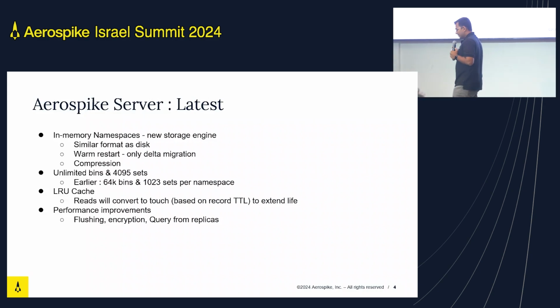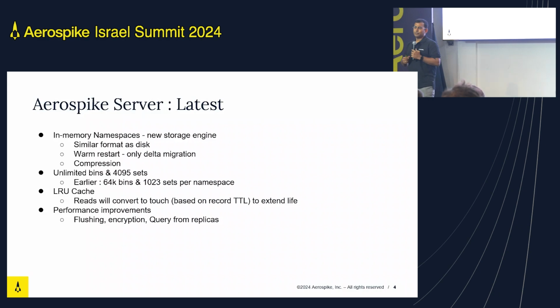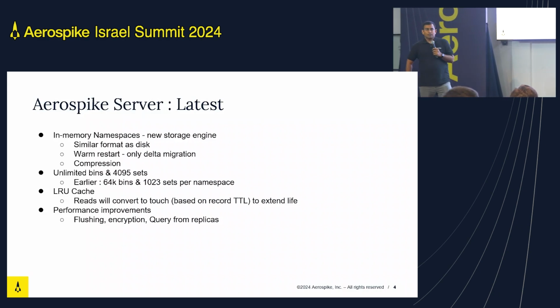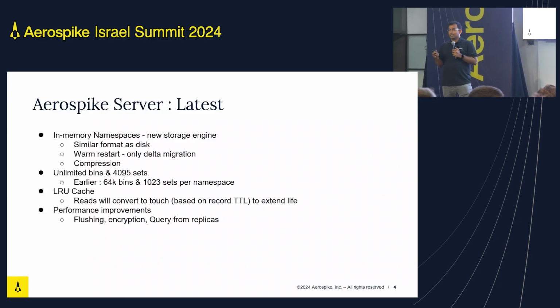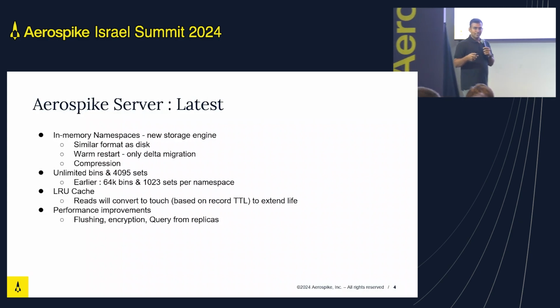And the new thing we did in our 7.1 release, which was released just a few weeks back, is something called an LRU cache capability. As you know, those of you who are using Aerospike already, Aerospike expires records only based on the last update time, right? So when you write a record, you can say, I want this record to be there in the system only for 30 days, right?